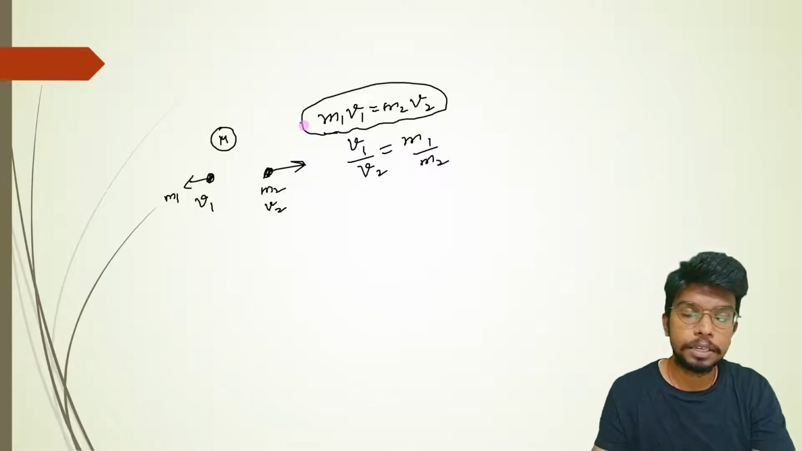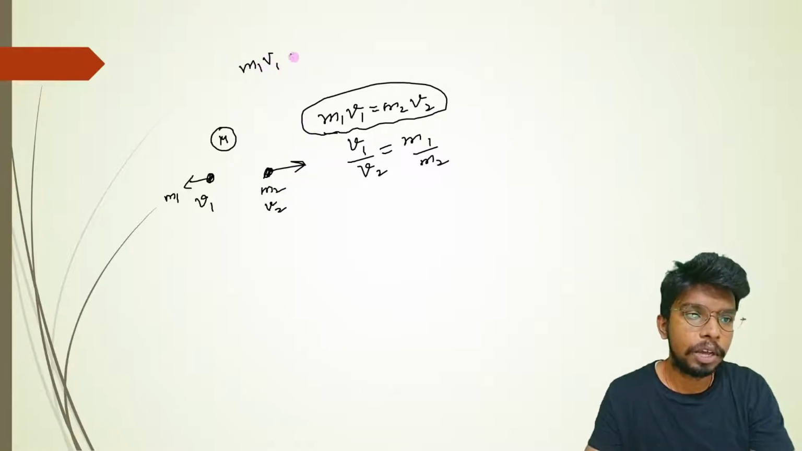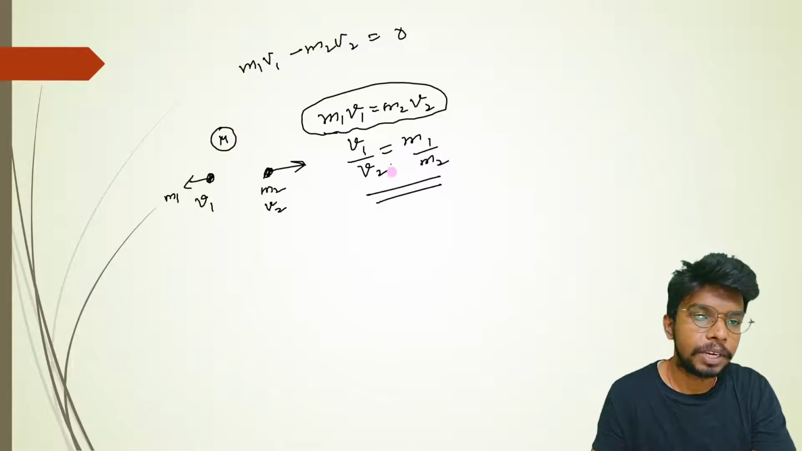So that is the situation. I could have written it in this manner: m1 v1 minus m2 v2 should be equal to the total momentum, that is 0. The same thing we'll get. So this is the ratio of the velocities.